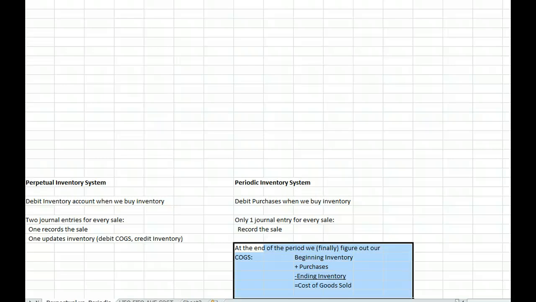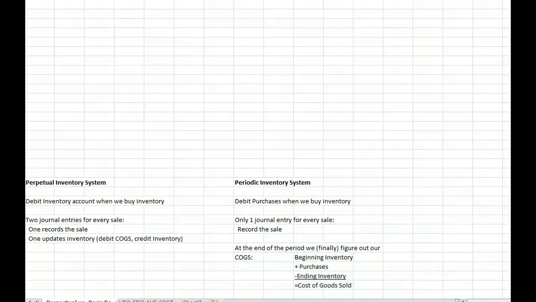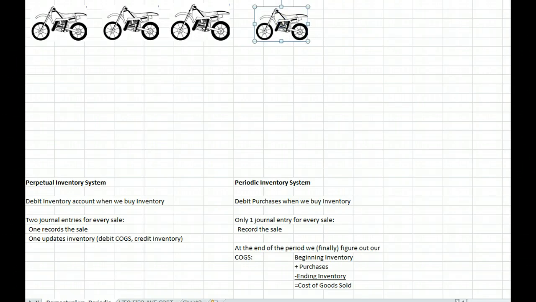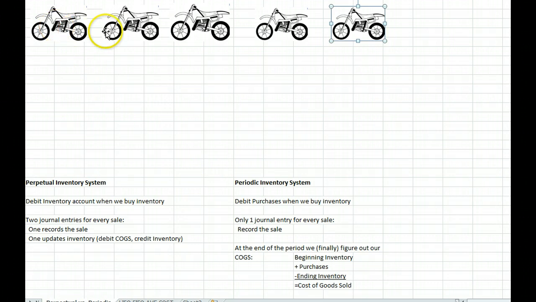So for example, if I have a little tiny store that sells motorcycles, and at the beginning of the period, I had two motorcycles in my beginning inventory. Then during the month, I buy three more motorcycles. In other words, I'd be debiting purchases and crediting accounts payable or cash. Now I have five motorcycles available for sale. I have the two that were in beginning inventory plus the three purchases. So I have two plus three, it's five motorcycles available for sale.